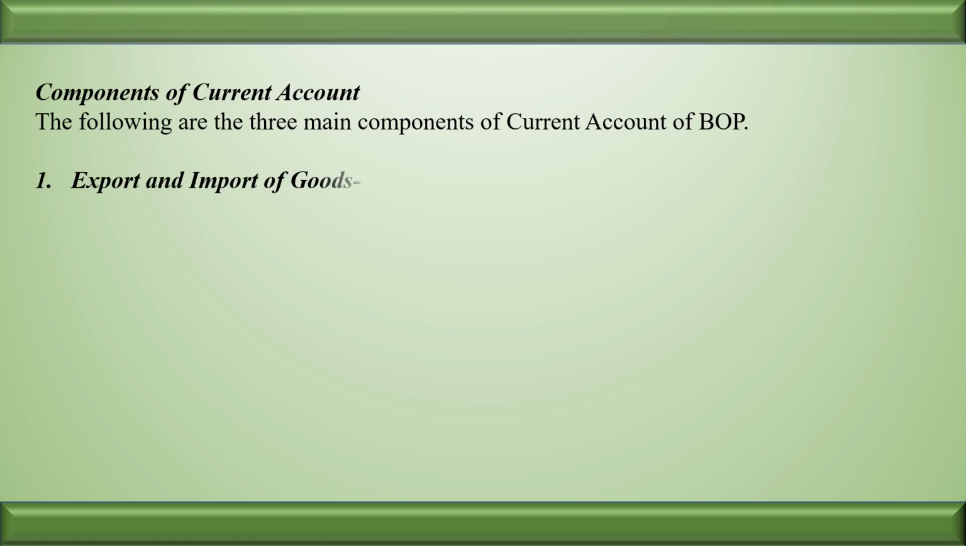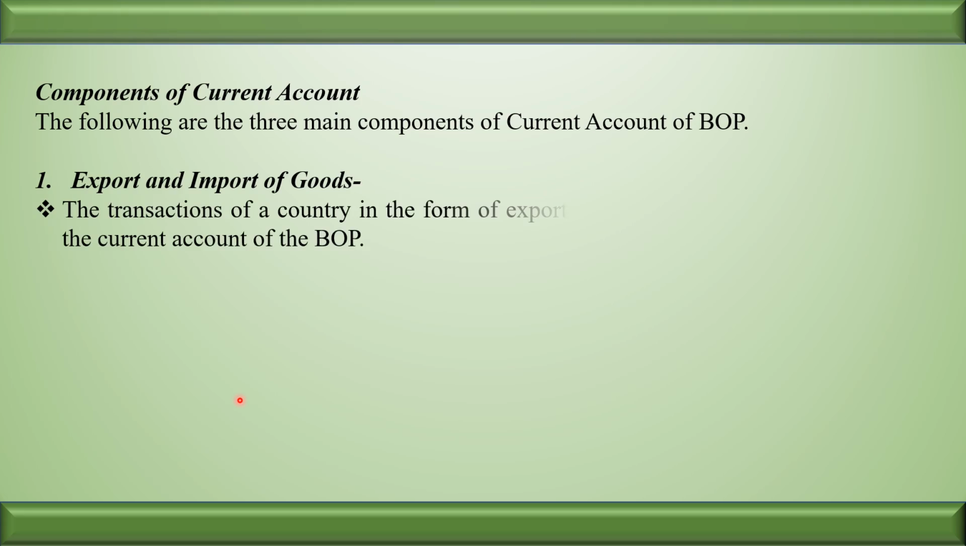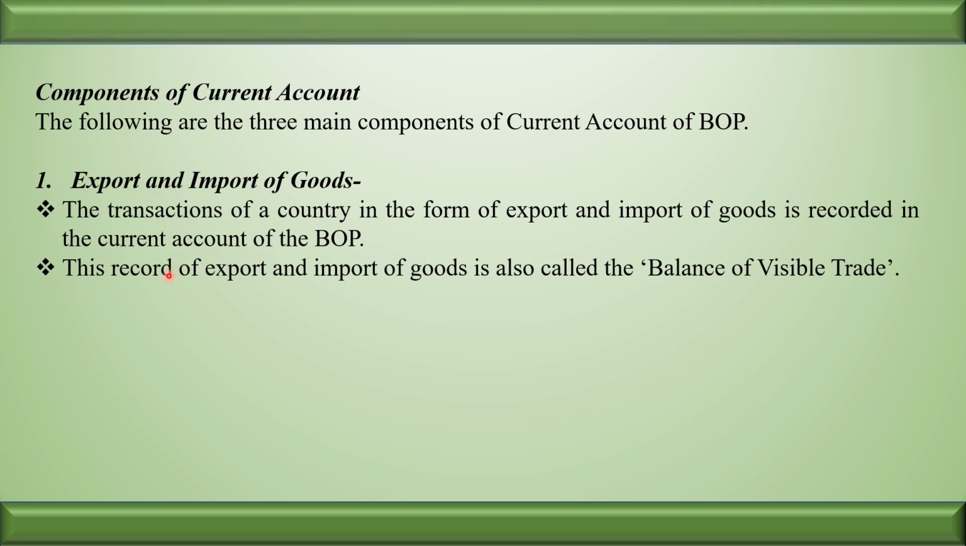The first component, as I told you, is the export and import of goods. The transactions of a country in the form of export and import of goods is recorded in the current account of BOP. This record of export and import of goods is also called balance of visible trade, because it is related with the import and export of goods which are visible.